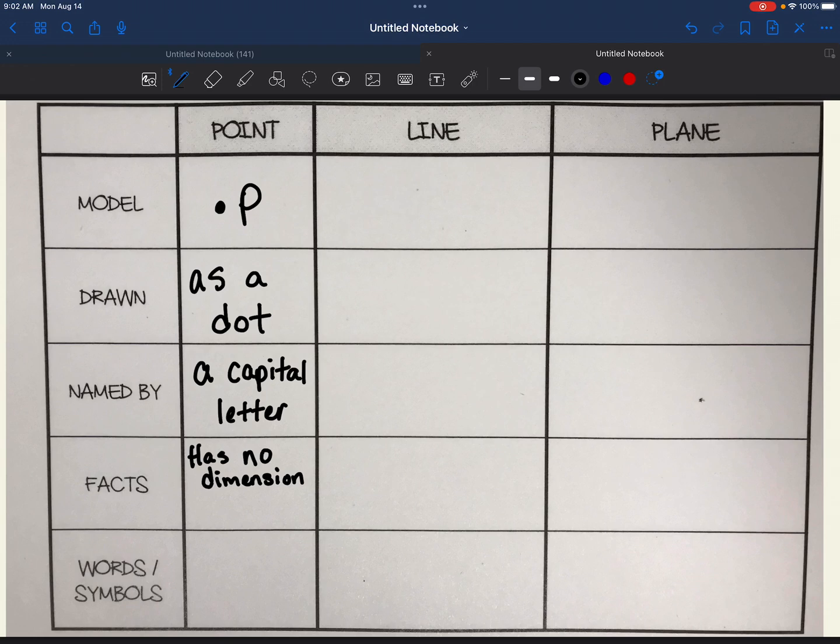All right. So then words and symbols that we would use to name that would be one of two things. Either point P, or we would just write capital P, which I know sometimes it's hard to tell because they basically look the same, but we always use capital letters when naming a point. Not too bad, yes?